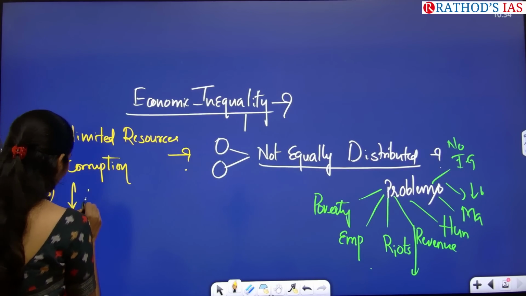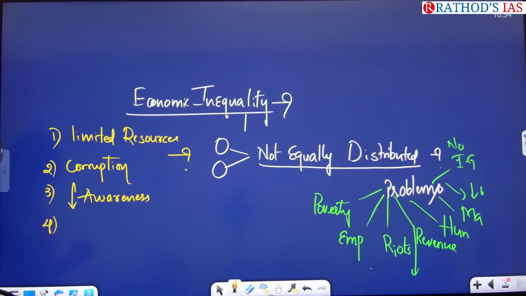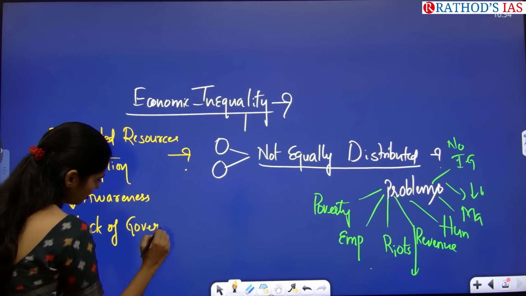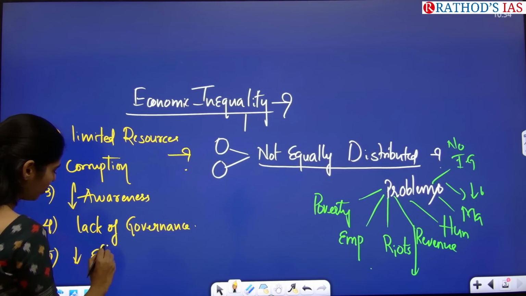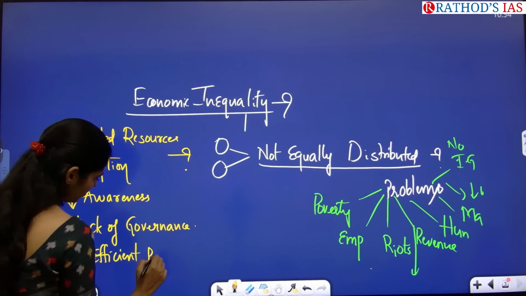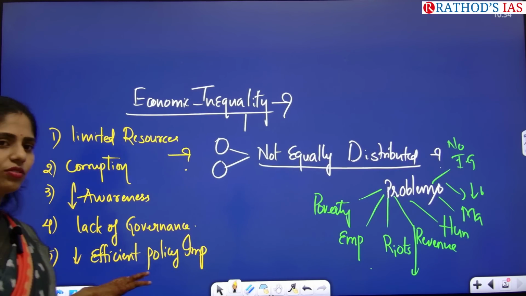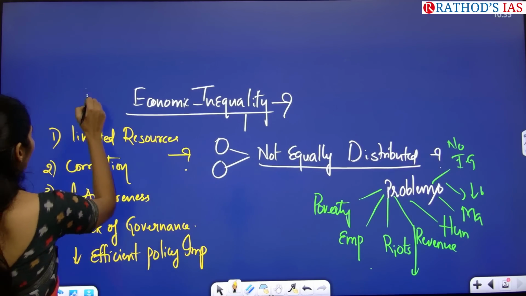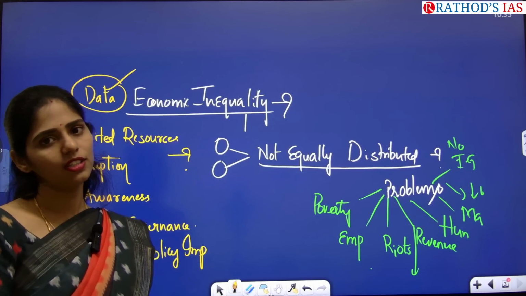Okay, there is very little awareness. Okay, there is a lack of a governance-making process. No proper, efficient policy implementation. So these are some important reasons why there is no proper distribution of resources. Okay, now let us see the data. Whenever you are writing that economic inequality is there, you have to write data for sure, and you have to note down the data which is coming in the newspaper.